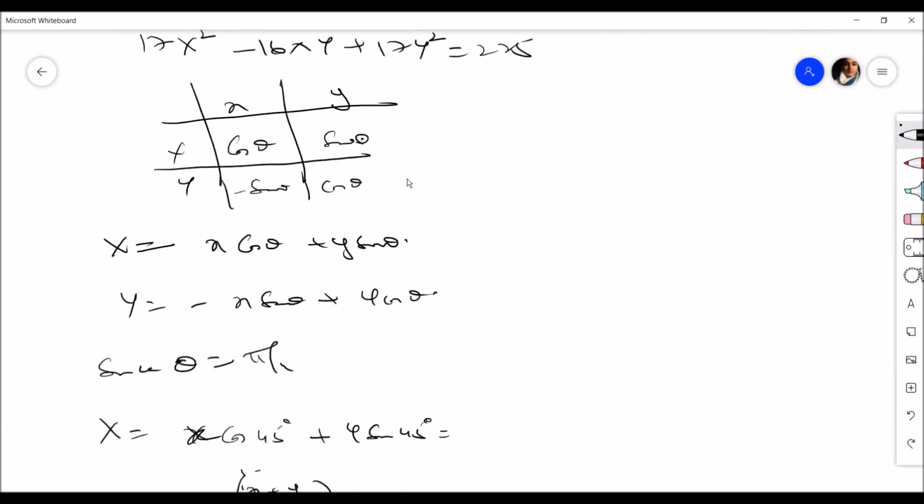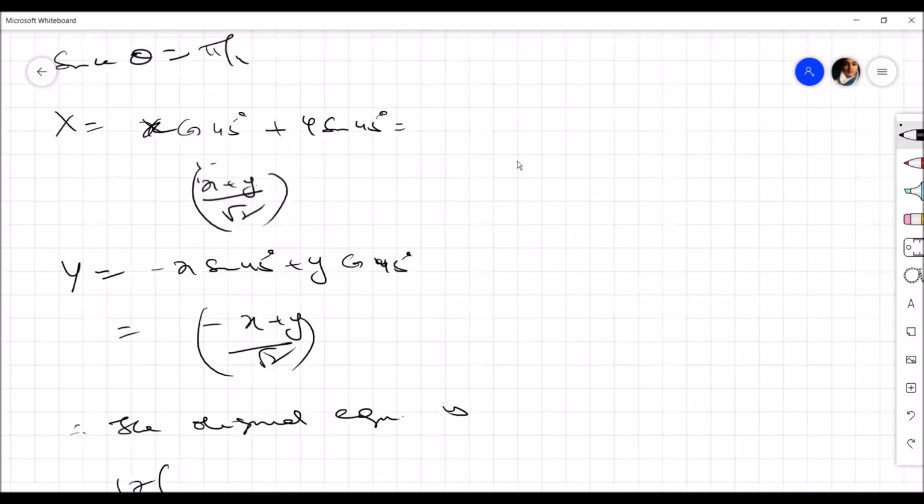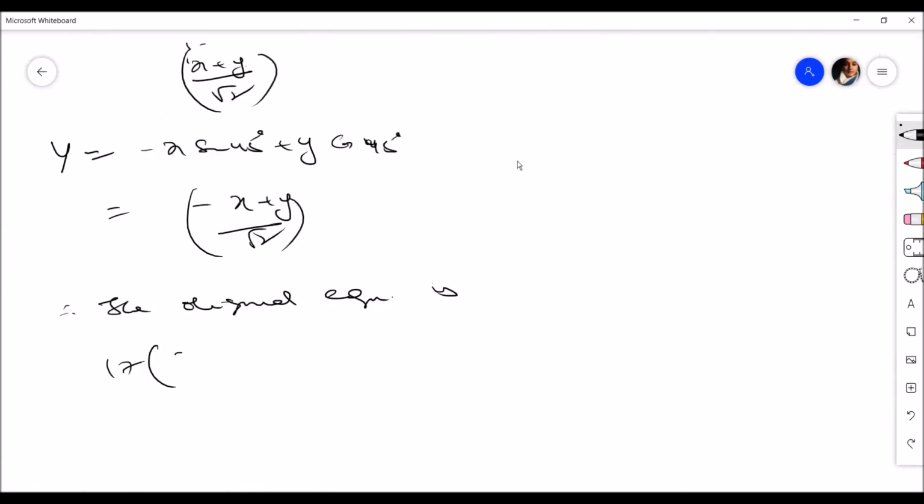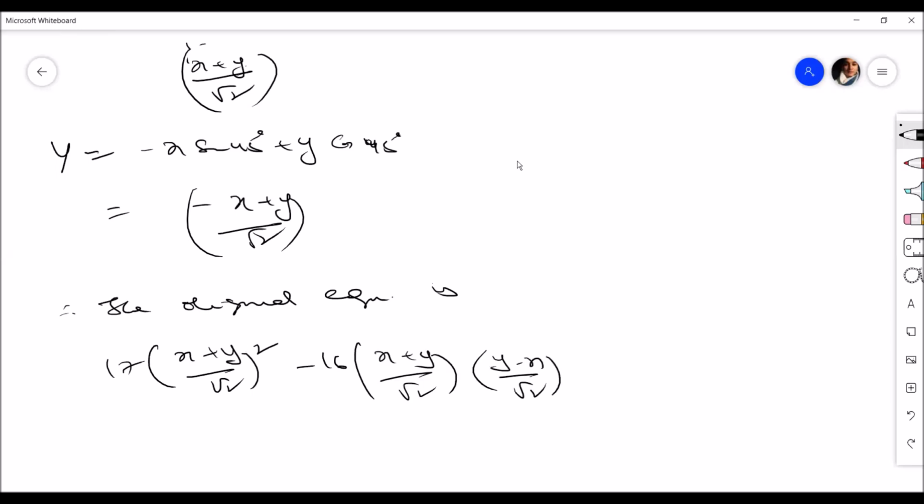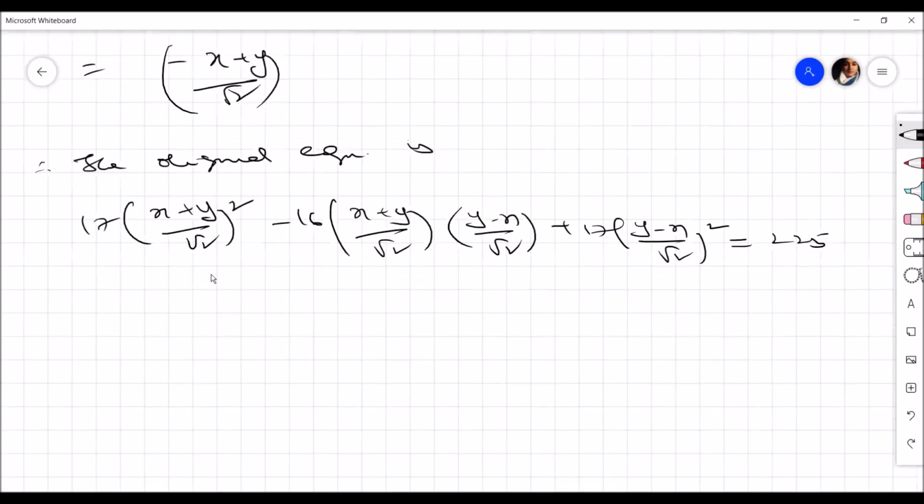Let me just confirm. Yeah, 17x square minus 16xy plus 17y square. So 17 into x square is nothing but x plus y by root 2 whole square, minus 16 into xy, that is x plus y by root 2 into y minus x by root 2, plus 17 y square, which is nothing but y minus x by root 2 whole square, is equal to 225. Okay, from here all you need to do is to expand it.